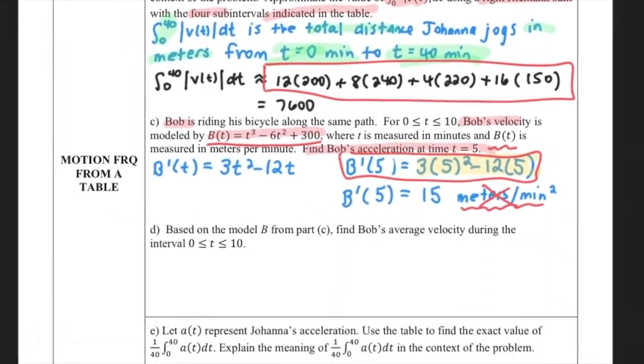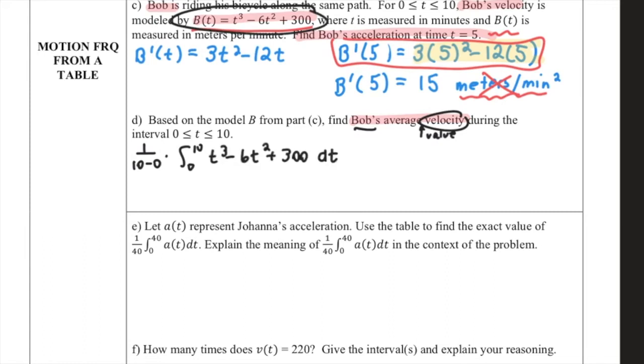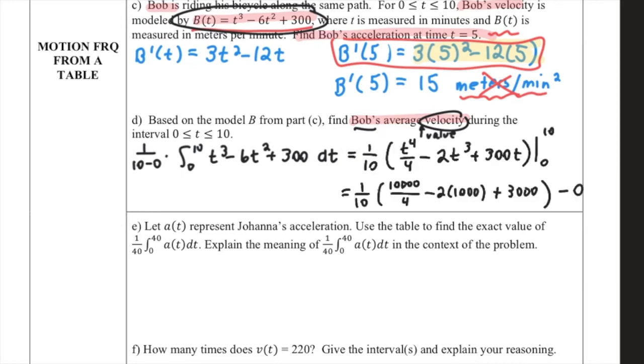In part D, I'm asked to find Bob's average velocity. And again, just think of that as saying average value of velocity. So we're going to start by taking an average value integral. So it's 1 over b minus a times the integral from 0 to 10 of Bob's velocity, which is given up here as b of t. Without a calculator, I'm forced to do this antiderivative by hand, but it's an easy one. It's just a power rule. Once you plug those limits in, you don't actually have to calculate. You can give that as your final answer. If you did calculate that, you would end up with 350.